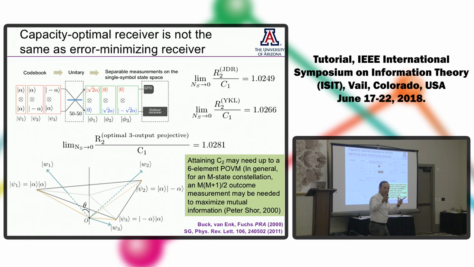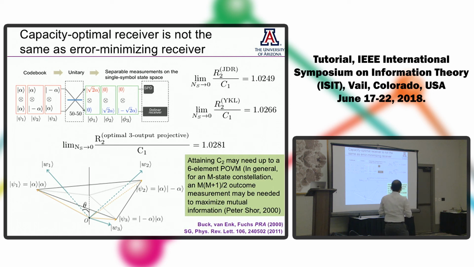I'm going to calculate that measurement, and then calculate the mutual information attained by the transition matrix induced by that measurement. And when I do the calculation of the R2 over C1, I get a little bit higher capacity improvement, 1.0266, which again, no intuition here. This measurement was not supposed to maximize capacity. It was supposed to minimize the error probability.